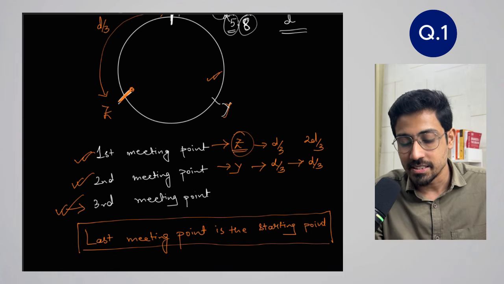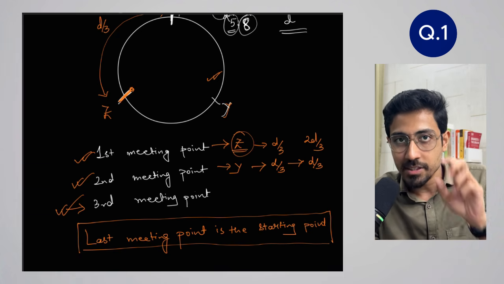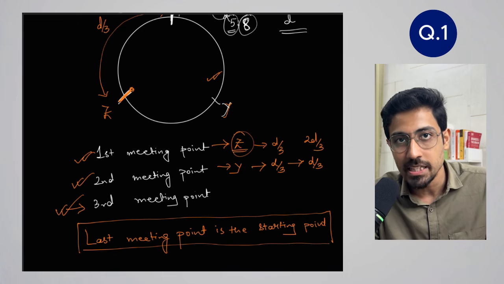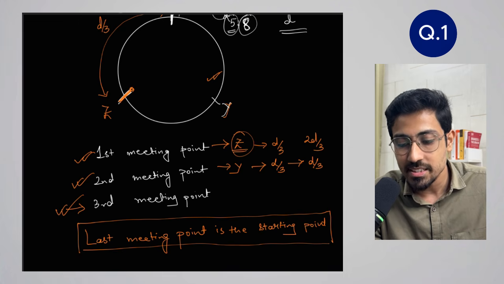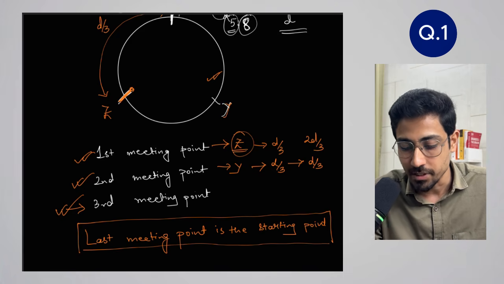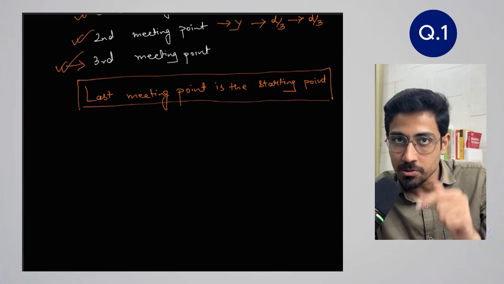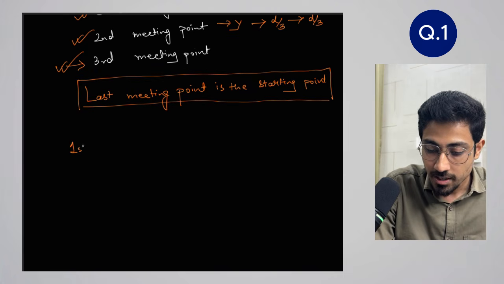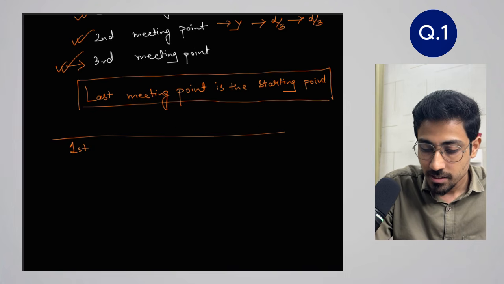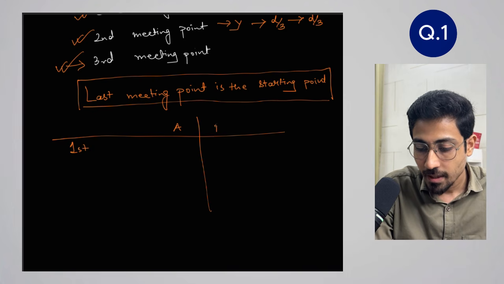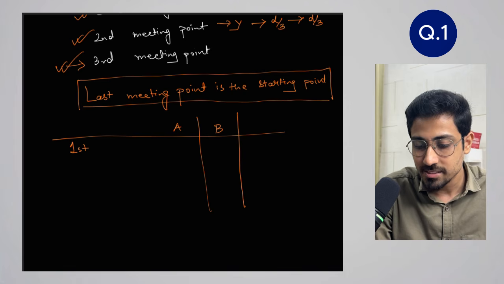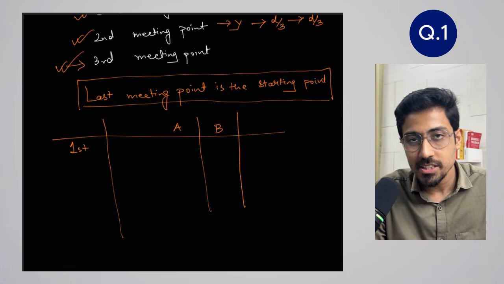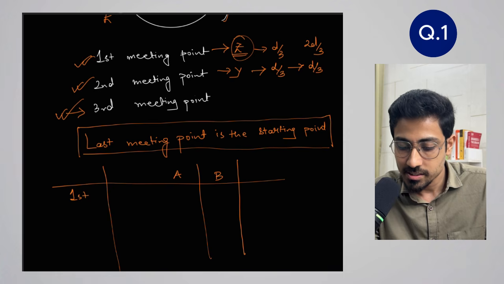We will also try to understand, when they meet for the first meeting point, what is the distance that A and B have covered? Okay, let's do that. After that, we'll go to the opposite direction and understand more things. So first meeting point, A and B, and how much total they have covered. We can do the total later.